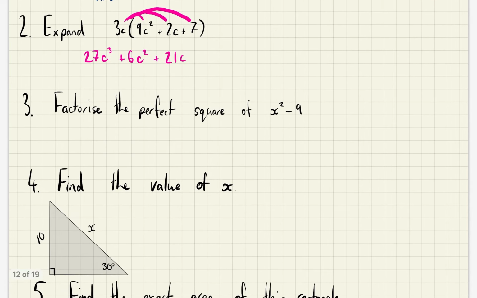Now next, to factorize a perfect square. Now some of you may not remember this. I encourage you, if you ever forget something, maybe Google it just to see if it will jog your memory, if you don't have your book with you, or look back through your book.